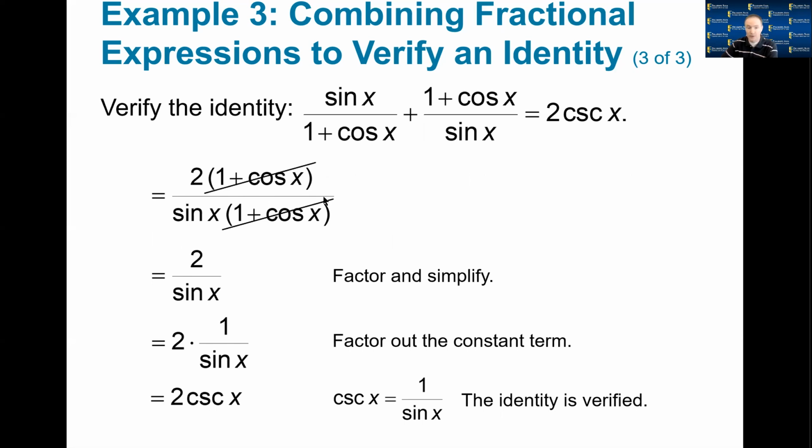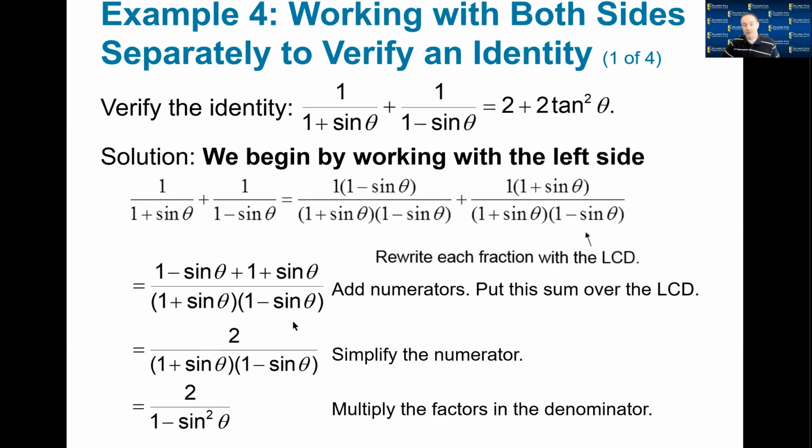So that group 1 plus cosine x cancels out, and I'm left with just 2 over the sine of x. That's the same thing as 2 times 1 over the sine of x. And 1 over sine of x, that's the cosecant of x. So this is going to equal 2 cosecant x. Is that what it was supposed to equal? Absolutely. Verified. Gorgeous.